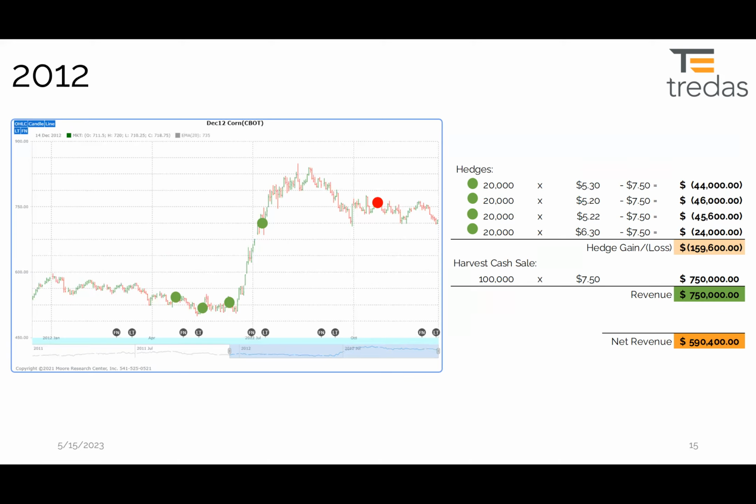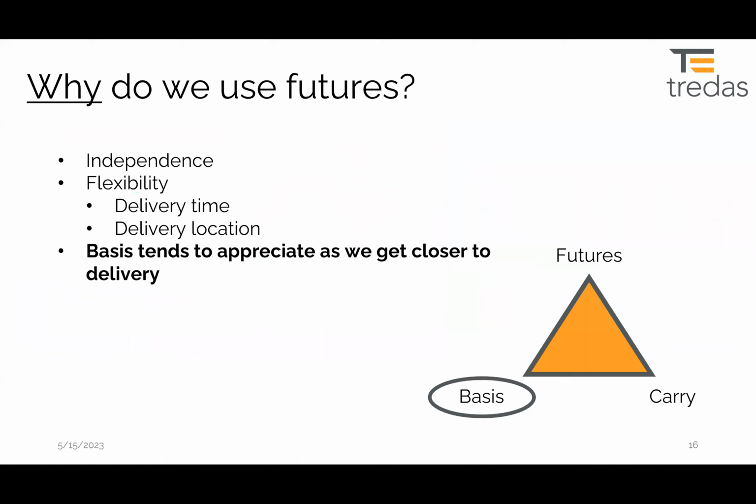In 2012, we traded some pretty strong basis levels here also, which would have created some pretty good opportunities. So we'll talk about the potential advantage of basis in our next slide. So why do we use futures? We talked about how we use futures. Now we're moving on to why we use futures.